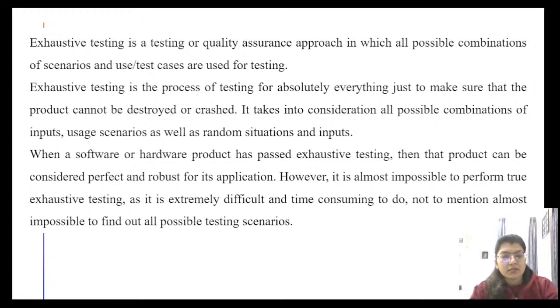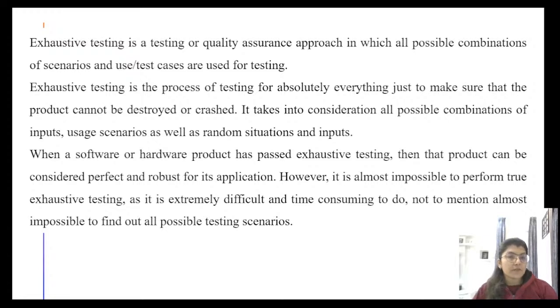Okay, so basically, in exhaustive testing, what we do is we take each and every possible use case or every possible test case in order to perform the testing. And why we do it? Just to make sure that the product cannot be destroyed or crashed. It takes into consideration all possible combinations, whatever possible combinations we have. And then random situations, random inputs, all these things are taken into consideration for exhaustive testing.